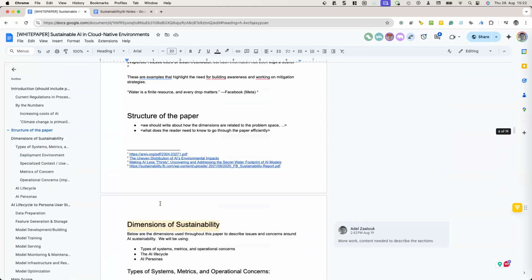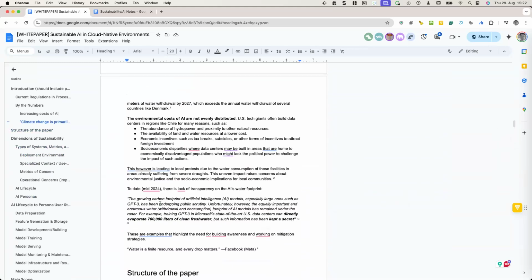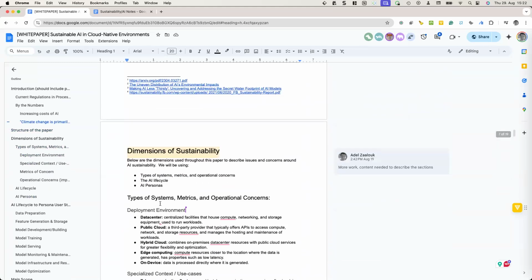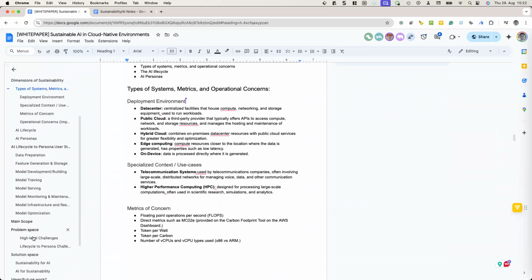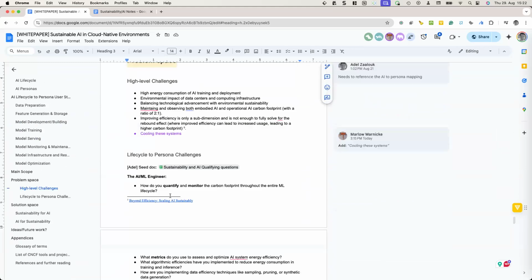Also, how detailed do you want the challenges to be? Because even for one particular one, it can be really detailed, right? And they have to be related to sustainability, right?